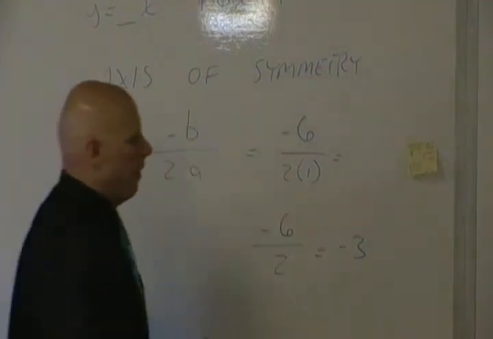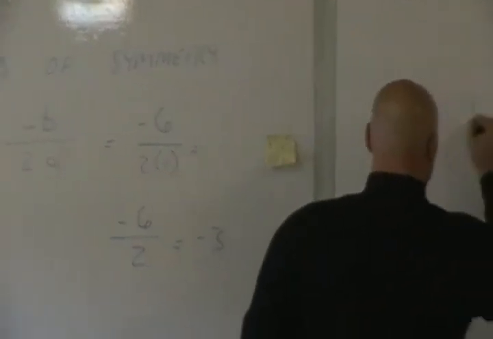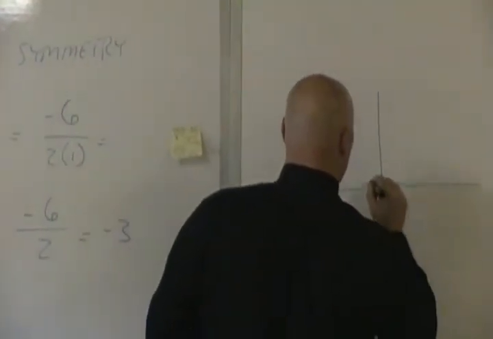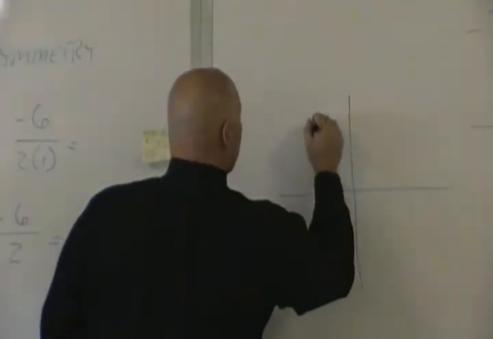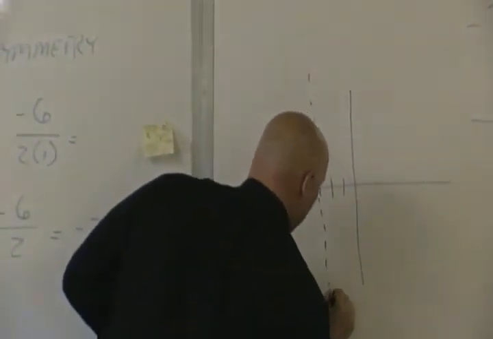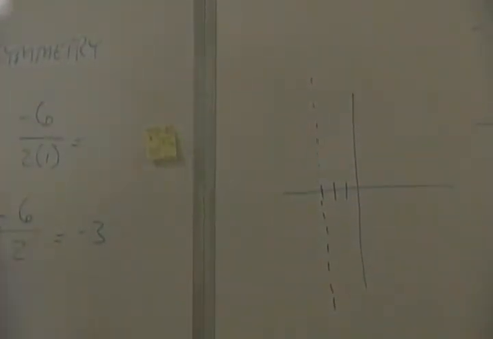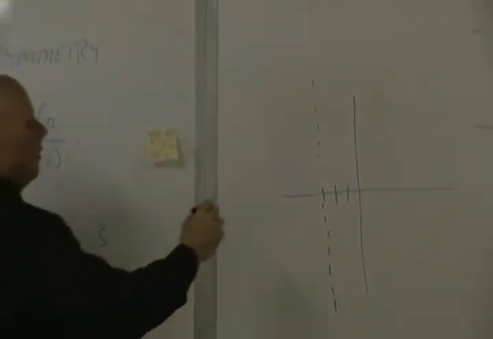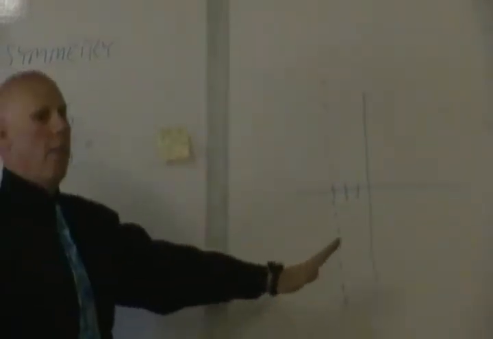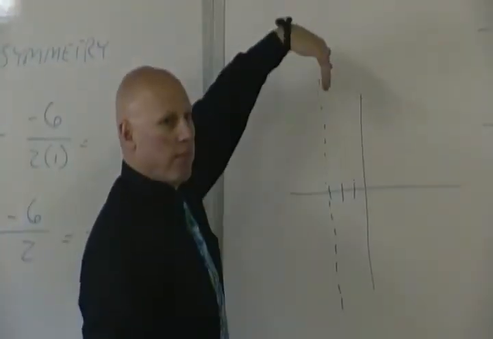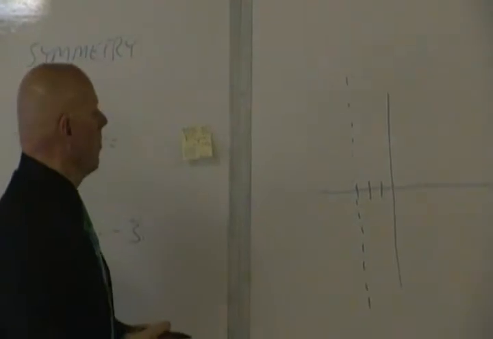So if we were to graph this, 1, 2, 3, at negative 3, right here, that's going to be where that parabola goes around. It's going to go in a direction like this. It's a positive 1, so we know that it's going to be an upward graph, right? Does that make sense? All right.